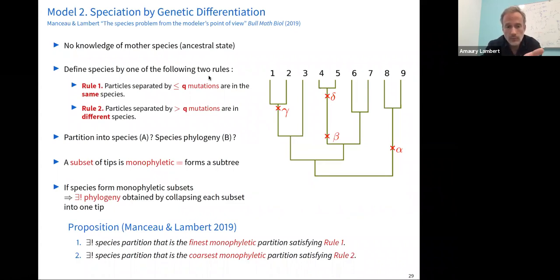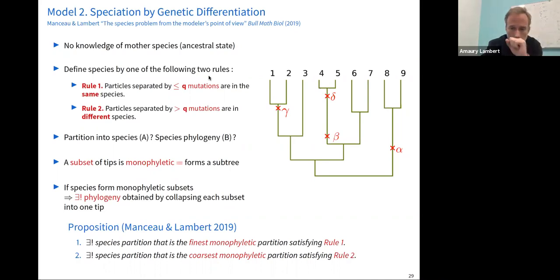For example, you can fix some threshold Q, and rule 1 consists in putting in the same species all particles that are separated by less than Q mutations. And rule 2 is basically the converse, saying that particles separated by more than Q mutations are in different species. Of course, what you would like is to have a partition into species which satisfies the two rules simultaneously.